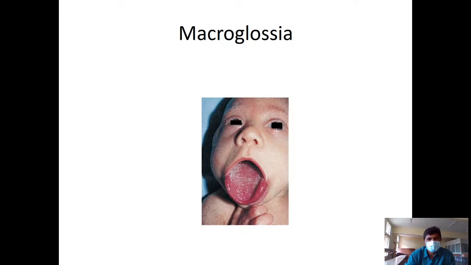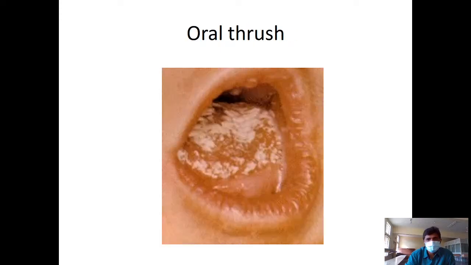Then macroglossia, you could see a tongue protruding out of the mouth. Macroglossia differential diagnosis includes Beckwith-Wiedemann syndrome and Down syndrome. So you can see macroglossia. Then oral thrush, this is basically a candidal infection of the tongue, more often seen in bottle fed neonates.